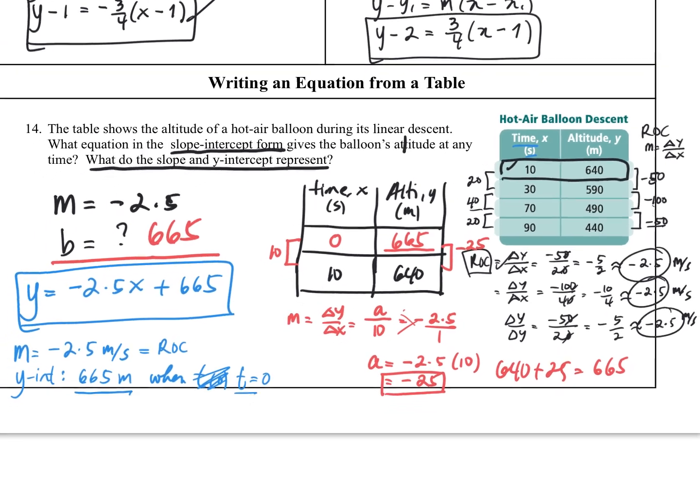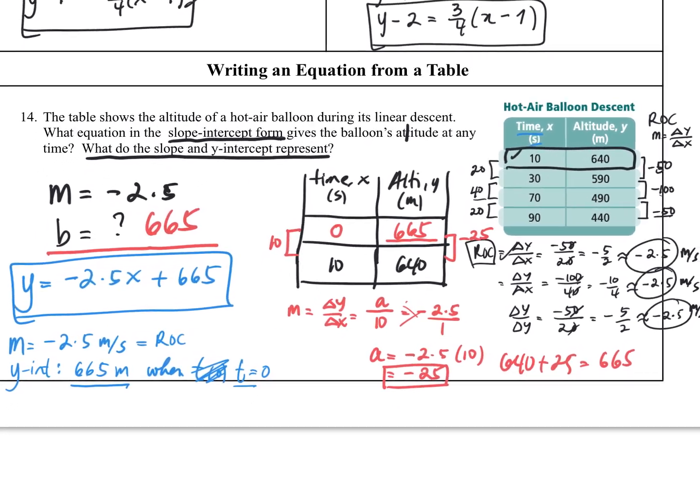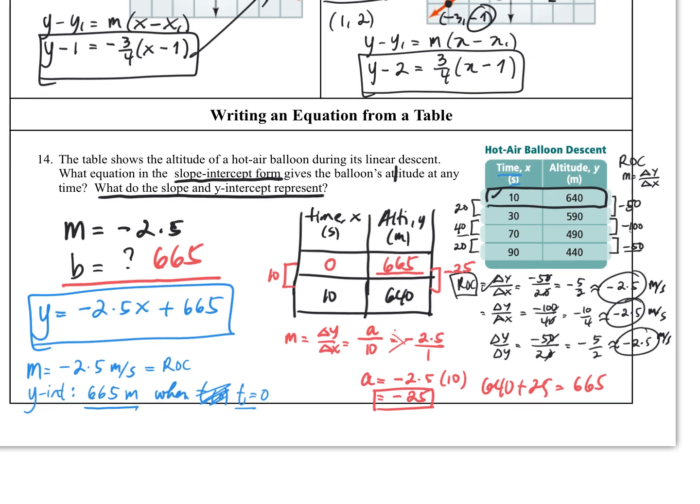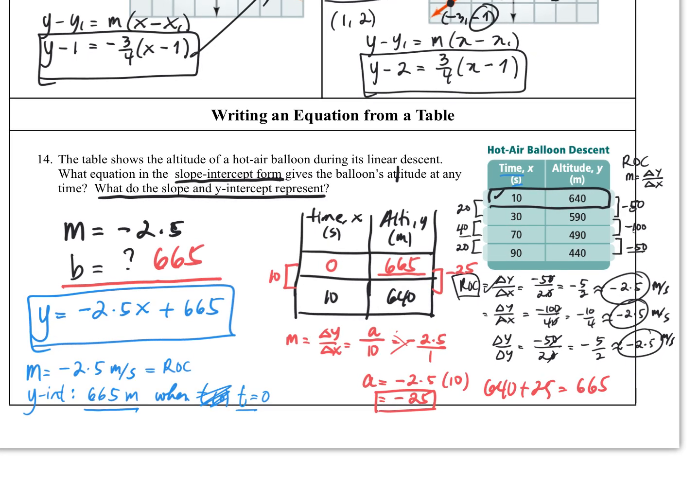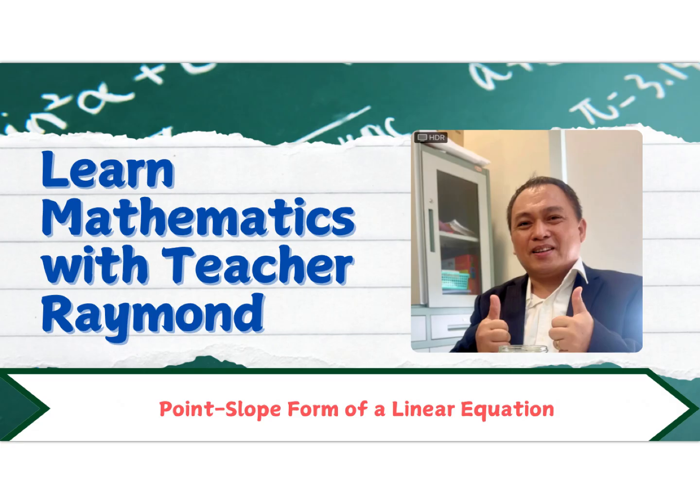I hope you understand this one. I would like you to watch it again if there is still some confusion on your mind, especially on the way I showed you these calculations. So this is all about the point-slope form of a linear equation.